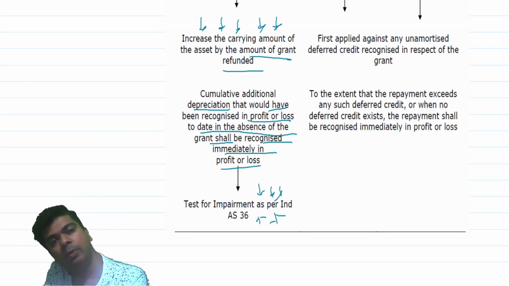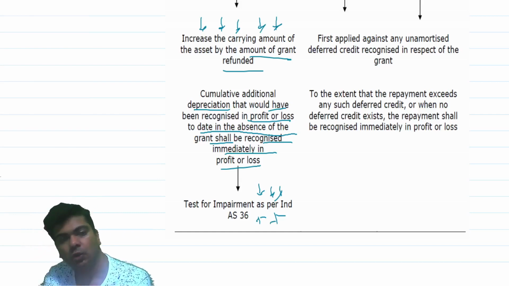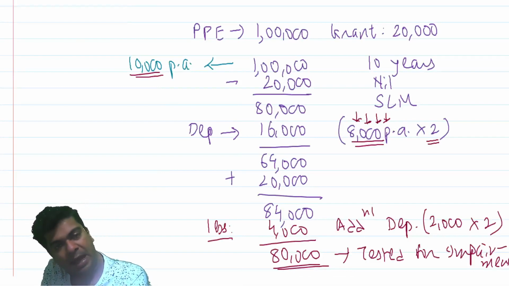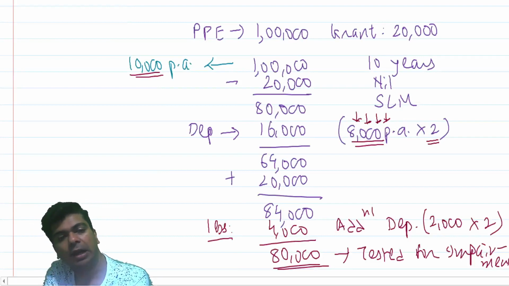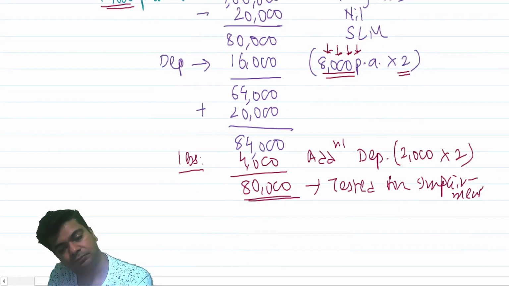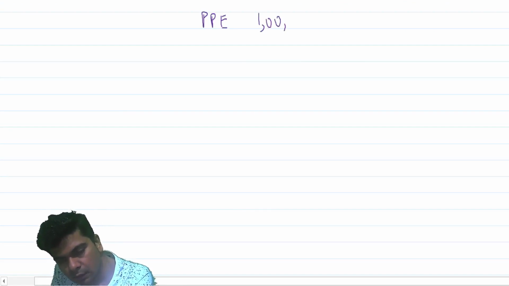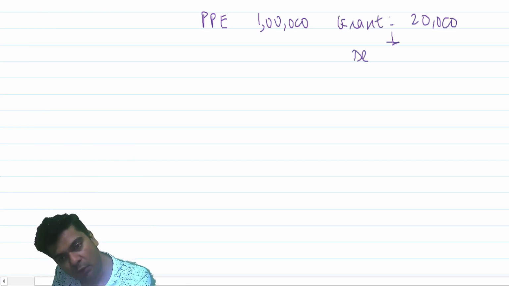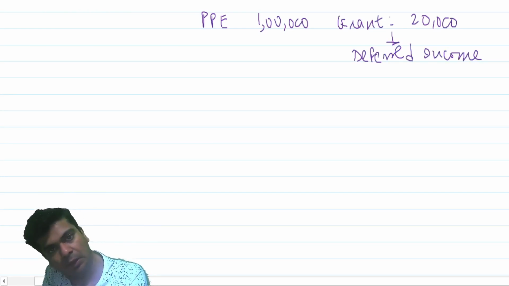But when I received the government grant for an asset, I followed the deferred income approach. What to do then? I am buying a PPE worth 1 lakh and I am getting a grant of 20,000. We continue with the same figures. Cost of the PPE is 1 lakh. And the grant that I am receiving is 20,000. But this 20,000 I have treated as a deferred income.